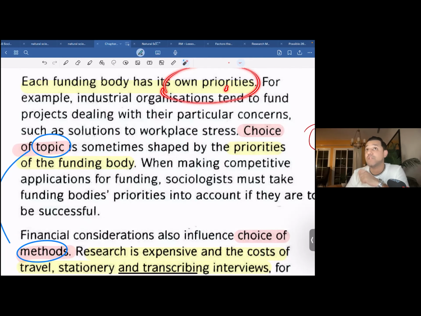Like I was saying, the government would have its own priorities when it comes to allocating or offering funds, right? Any charitable organization might have their own priorities set. Any business might have their own priorities set, right?